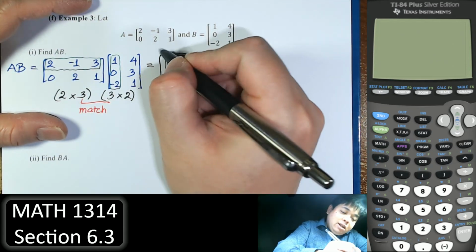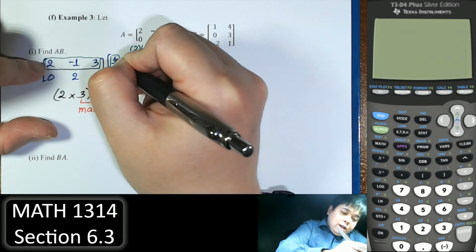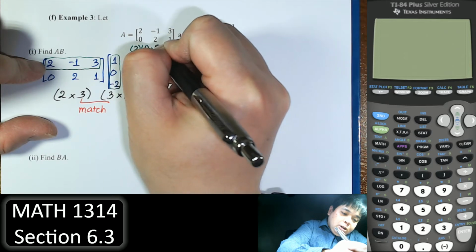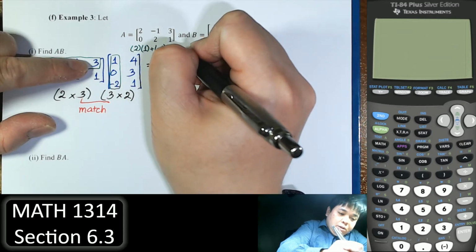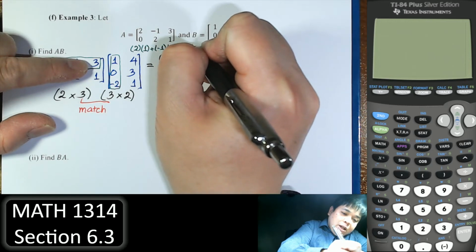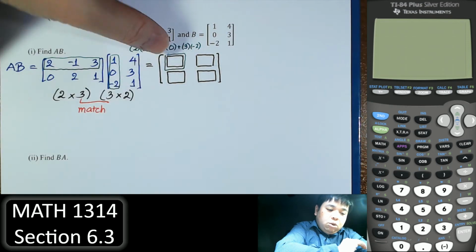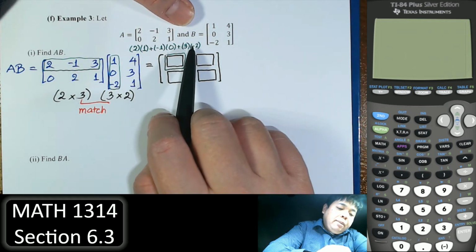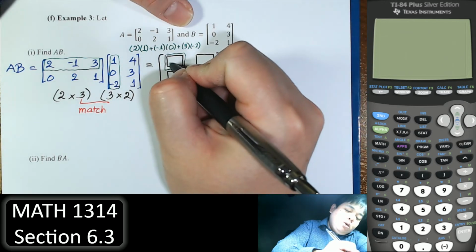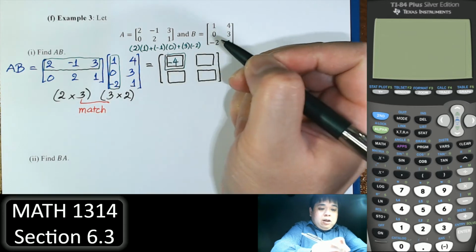So to get this, we're going to have 2 times 1 plus negative 1 times 0 plus 3 times negative 2. So 1 times 0 is 0. So 2 minus 6 is minus 4.